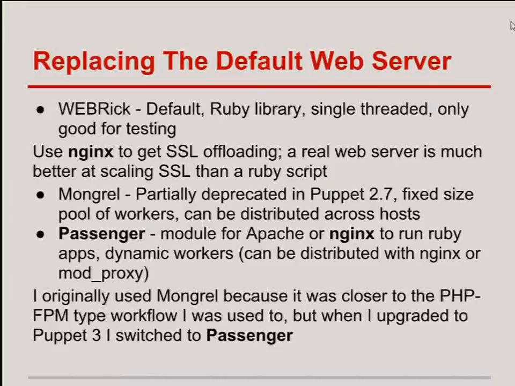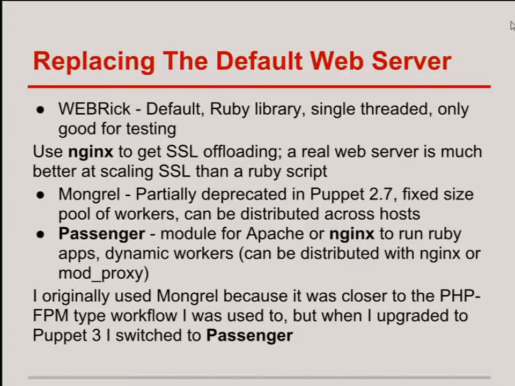But after Puppet 2.7, they basically decided to deprecate that. All the bits inside Puppet that made Mongrel work, they took out. They switched from Rails to Rack, but I'm not a Ruby programmer, so I don't care. Basically, it's not the best option anymore. Also, the pool of workers that would run the code was a fixed size. So you say, you know, spawn 5 Mongrel instances, and then you load balance them with the web server.